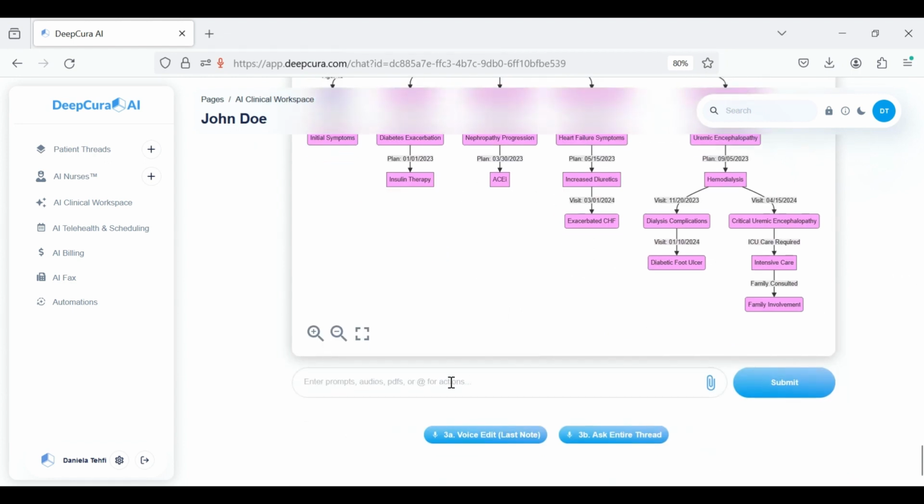So let's try it again, and let's say generate. Nope, that's not how you write generate. Generate mind map to visualize the given medical records, focusing on the patient's lab tests and complications.